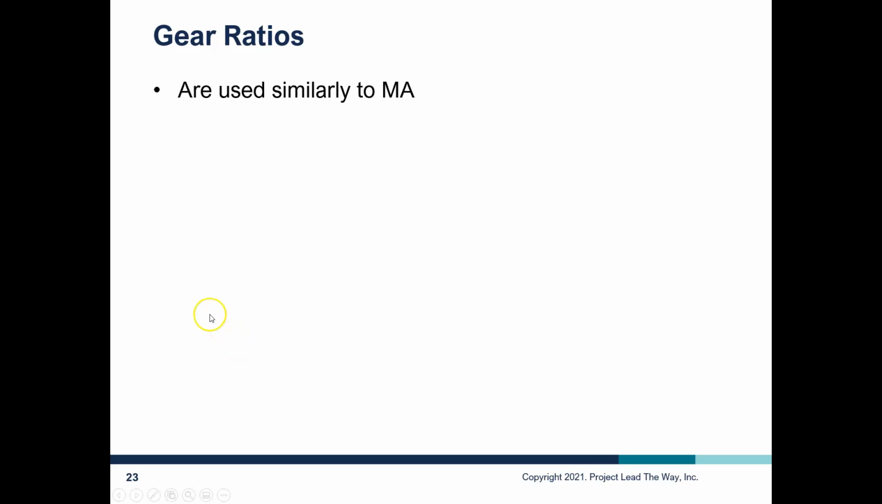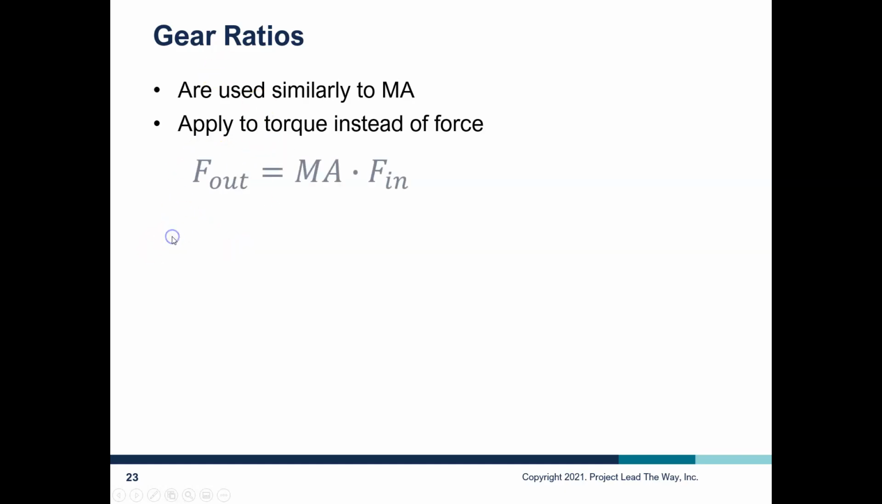Gear ratios are similar to mechanical advantage, and gear ratios apply to torque instead of force. So you want to make sure that you don't get those two confused, okay? Force out would be equal to your mechanical advantage times your force in, or your torque out is equal to your gear ratio times your torque in.